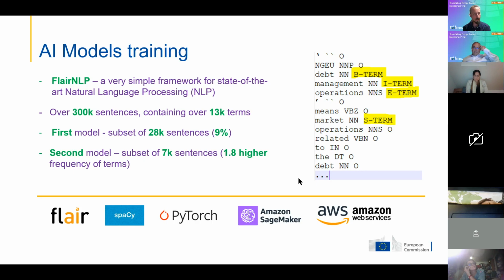Here you can see on the right, it's called the BIOS tagging method. So we also enriched everything with part of speech tagging, and then these marks. So O means this is not a term, B means beginning, I means intermediate, E means end, and S means single word term.